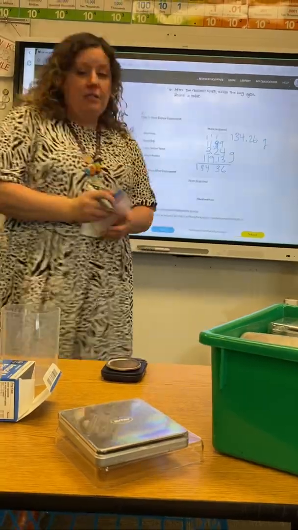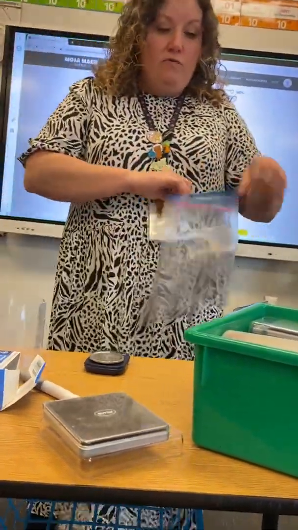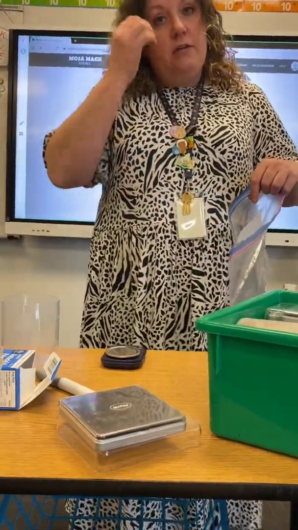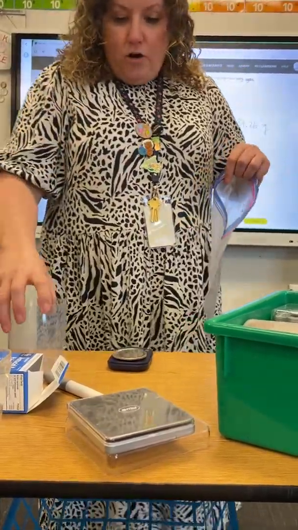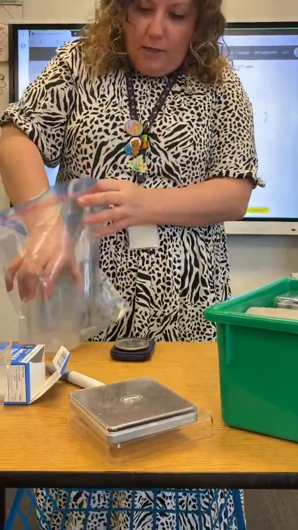Okay, now this is what you do next. If you're doing this at home, this is what we do now. We've weighed everything separately. Now we're going to do the chemical reaction. So this is how you do it. You're going to put the beaker of water inside the bag like so.